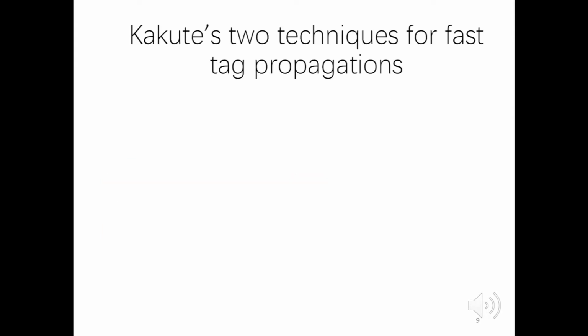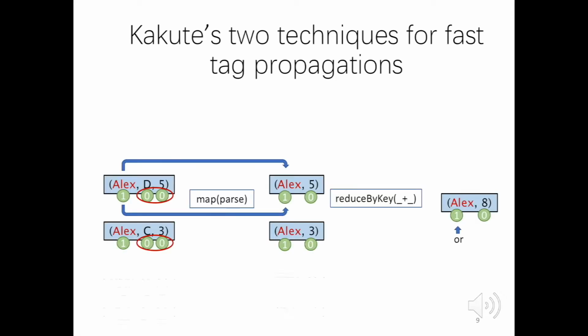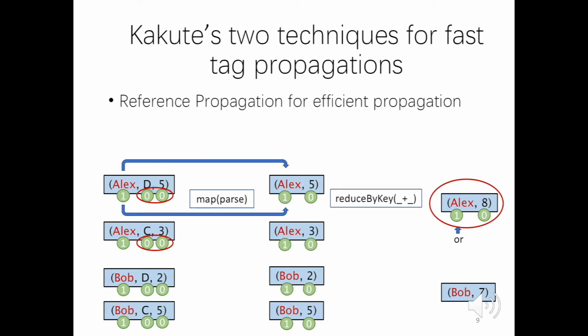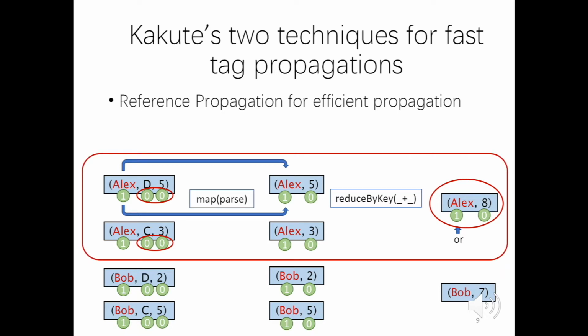Then I will introduce the two techniques for fast tag propagation. When there are more records, the outputs are similar. We propose a reference propagation technique. This technique does the actual computations on records and propagates tags in an on-demand manner. For example, if the reduced query only needs to output the severity 8 associated with the key Alex, then Kakute only does the computation and tag propagation on this upper half.